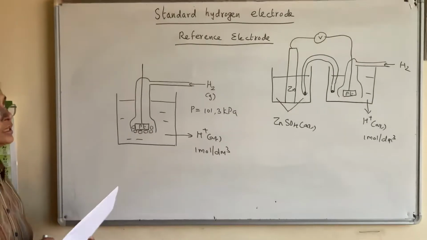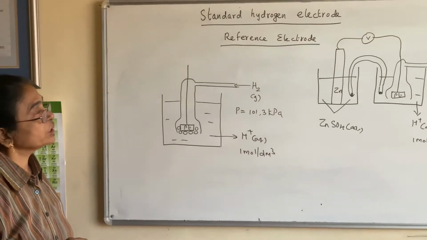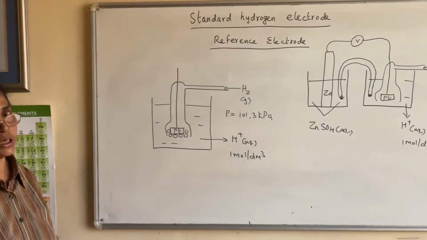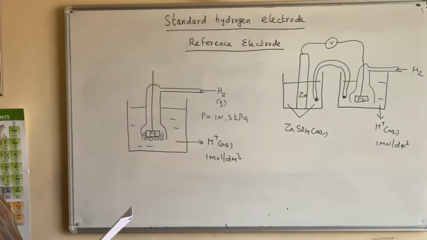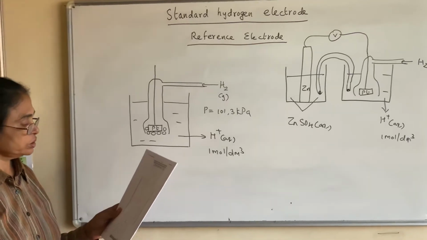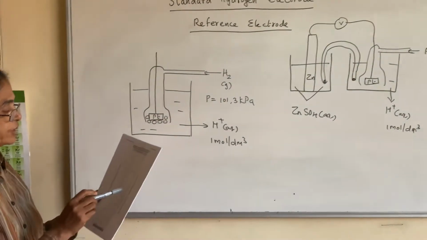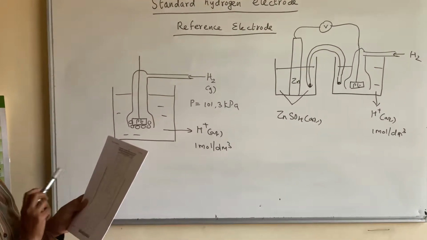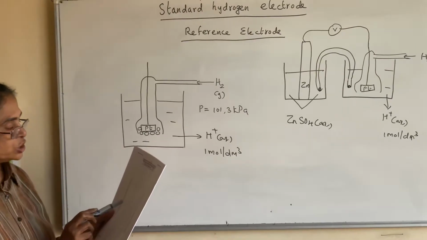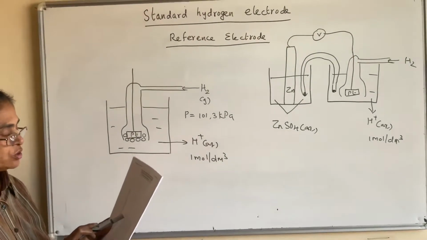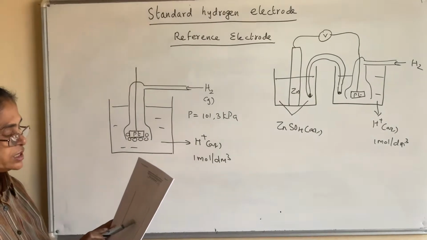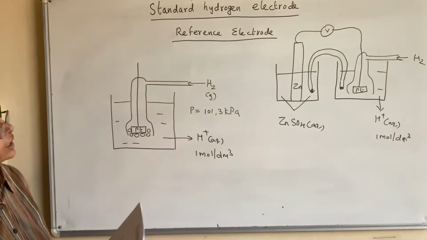Thank you. In this lesson, we are going to learn about the standard hydrogen electrode. If you look at your 4B table and go to the value 0, 0, you can see a reaction 2H+ + 2e- gives H2, which is the equation for the hydrogen electrode.